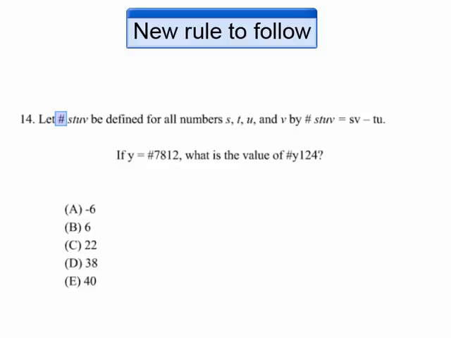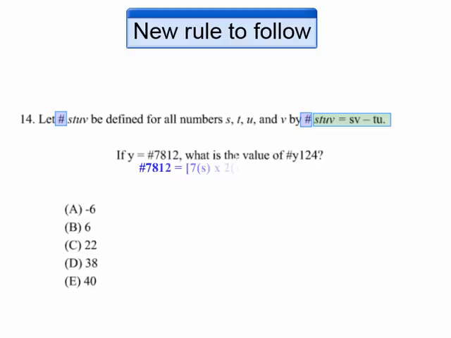They give you: pound STUV is defined, STU and V, by pound STUV equals SV minus TU. Then they give you: if Y equals pound 7812, what is the value of pound Y124? Looks like a tough problem. It is a tough problem until you say, okay, I've got new rules to follow, so I'm going to go through step by step. First, I'm going to have to solve for Y.